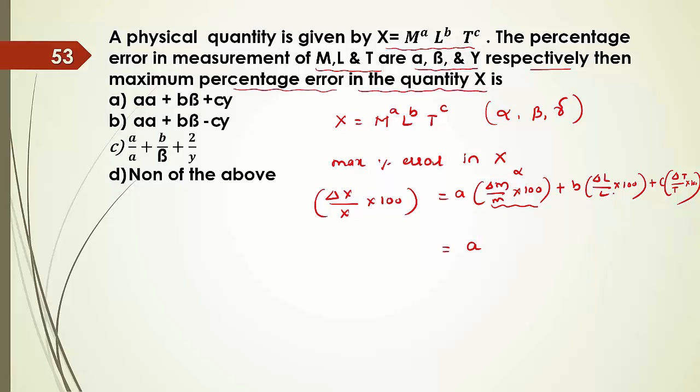Delta L over L into 100. It is error in length. It is given beta. Similarly, for time, gamma is given. So, we can write A alpha plus B beta plus C gamma. This is error in the measurement of X. So, A alpha plus B beta plus C gamma means option A is correct.